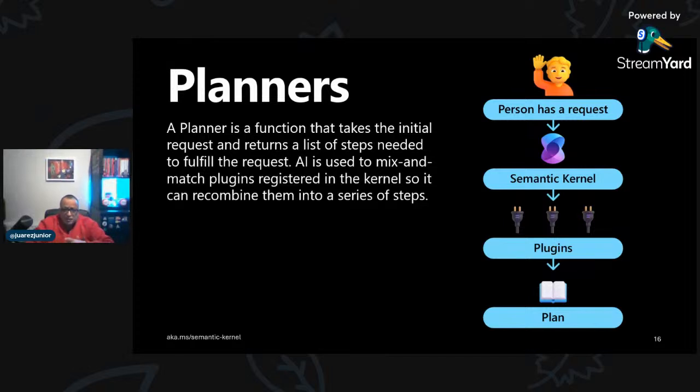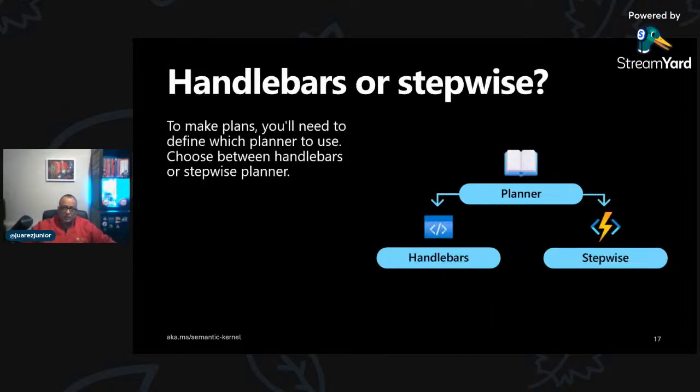Planners. A planner is a kind of function that will take the initial request and return a list of the steps that are required to fulfill that request, okay? And AI will mix and match plugins, registered in a kind of composition, as I said, to deliver the results by recombining them into a series of steps, okay? You can see a simple representation here. Person has a request. We have the semantic kernel as the orchestrator, the framework. We have the plugins and the plan. And with that plan, then you can use the handlebars or the stepwise planners, okay, to actually, I would say, execute and effectively achieve your goal as an ultimate step regarding the entire process, okay?